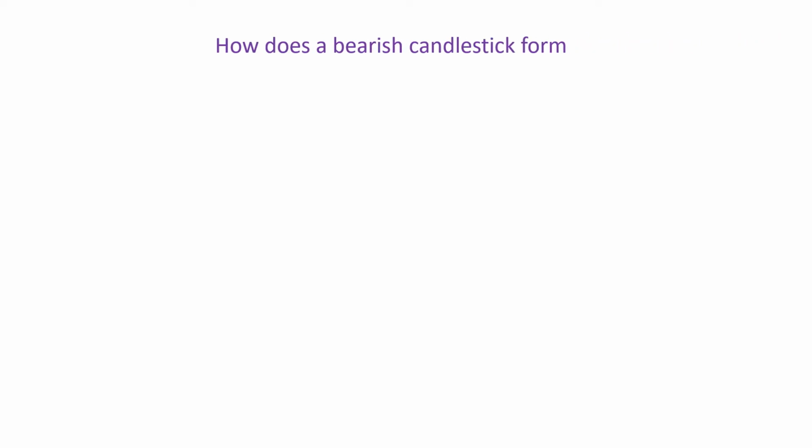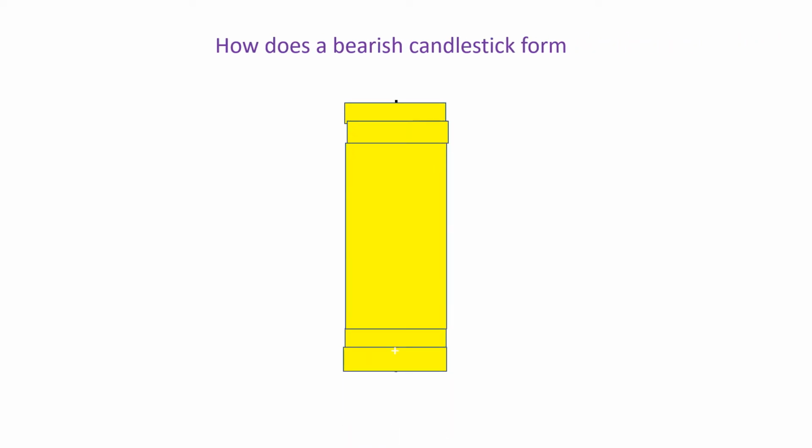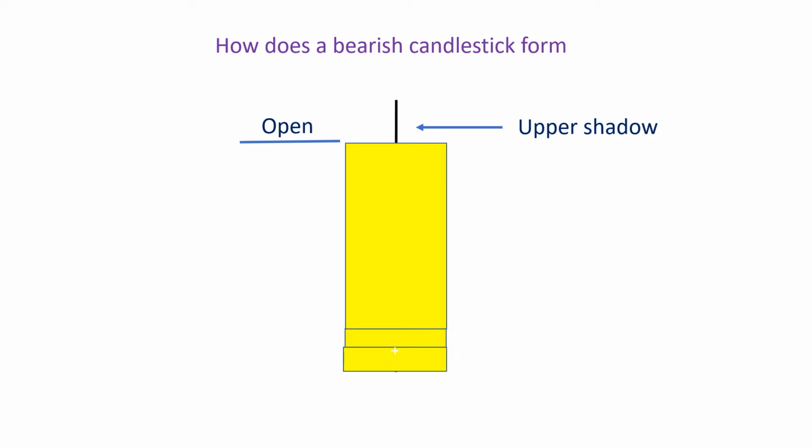Now, how does a bearish candlestick form? Let's assume this is the same empty candle. The market opens right here in the morning and the price goes up because of the presence of buyers in the market. And again, it got rejected by the sellers. The sellers pushed the price down and it left an upper shadow here representing the presence of sellers in the market. And this is the highest price for this candle.